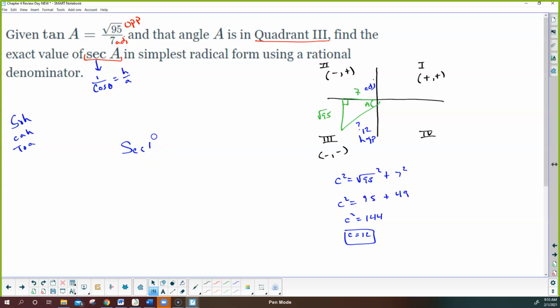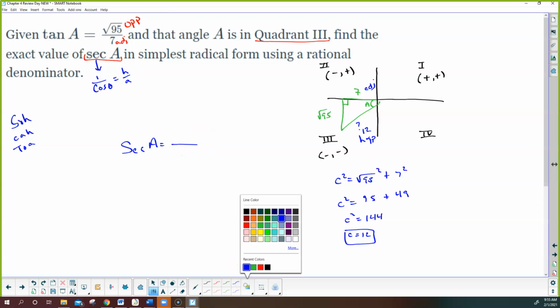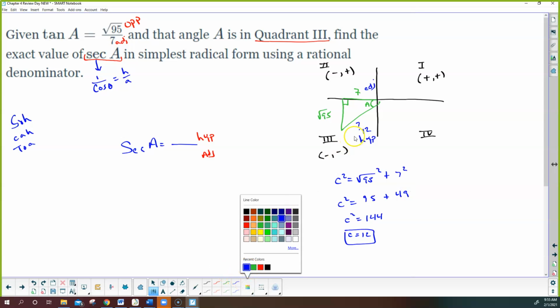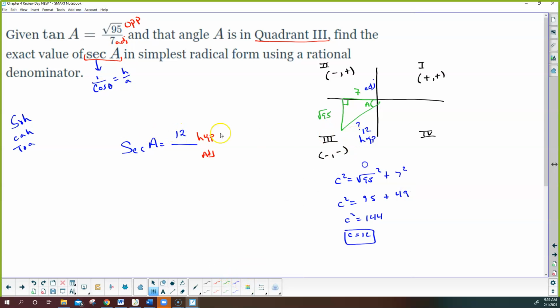Sorry, my pen is messing up today. Secant is the ratio of hypotenuse over adjacent. So, what is the hypotenuse? It's 12. What is the adjacent? It's 7. And I cannot reduce this, so the answer I would plug in would be 12/7.